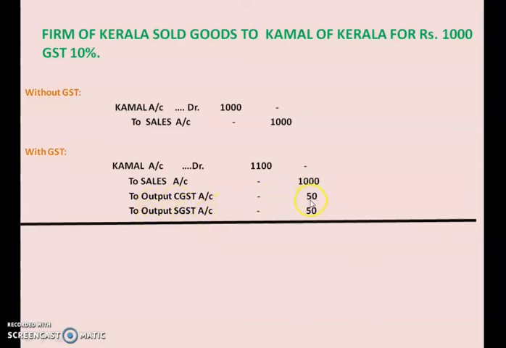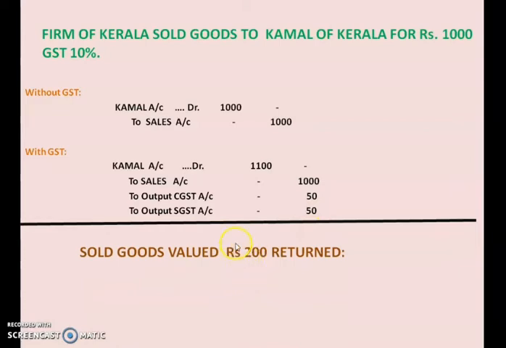The calculation of this tax is also the same as we did in purchase. On this 1,000 rupees, if you calculate 10%, you will get 100. That 100 amount will be divided half between the central government and the state government. So that way you got 50 and 50. Now what about if there is any return?